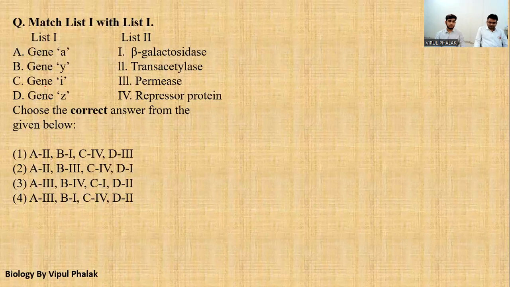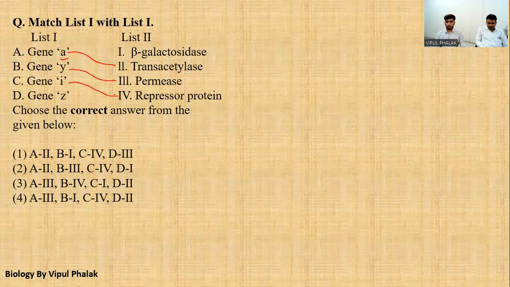Next, we have got the match the pair of lac operon. On list 1, we have given the genes, and list 2, the enzymes produced by them. We know that gene A is responsible for the synthesis of transacetylase. Gene Y is responsible for the synthesis of permease. Gene I is an inhibitory gene which synthesizes the repressor protein which can turn on or off the operon. And gene Z is responsible for the synthesis of beta-galactosidase. So second, third, fourth, and first. Second option is correct.